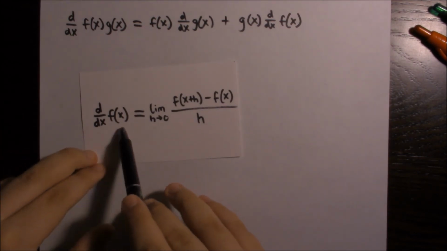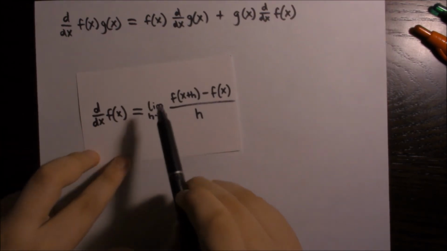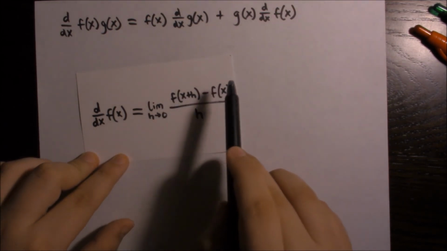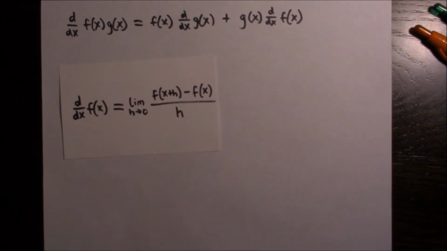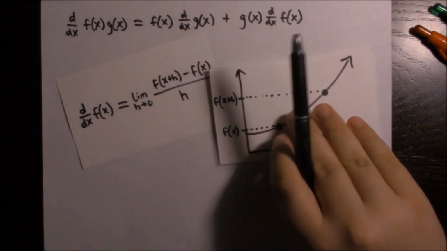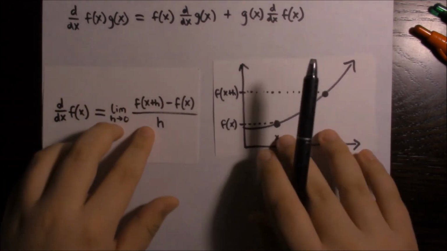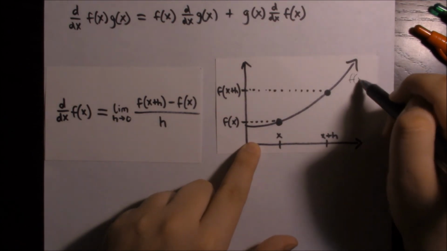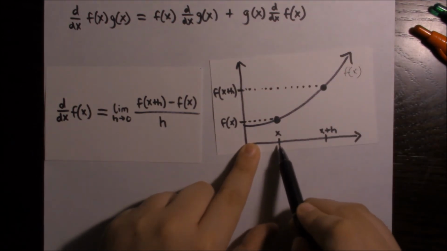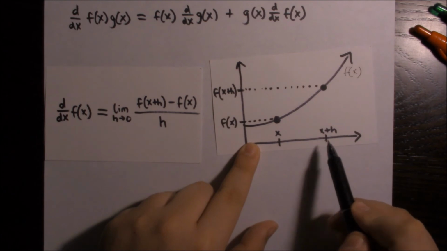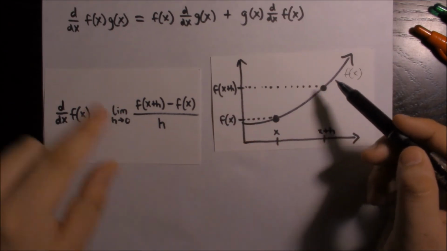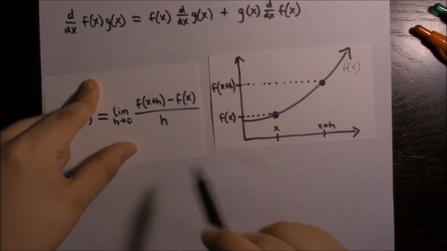the derivative of a function f of x is equal to the limit as h goes to 0 of f of x plus h minus f of x all over h. Now what this is basically a way of finding the slope between these 2 points, f of x plus h and f of x. If you look at this graph here, which is the graph of f of x, you can see that if we take these two x values, x and x plus h, and find their respective y values, that this becomes the slope formula.